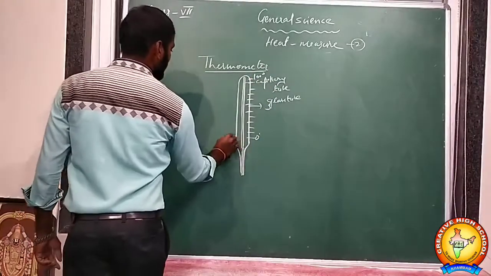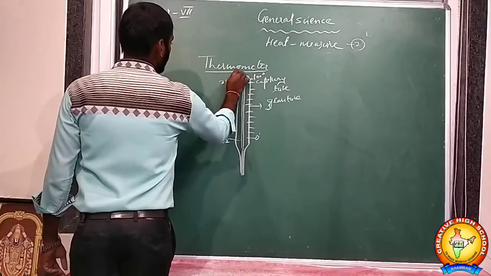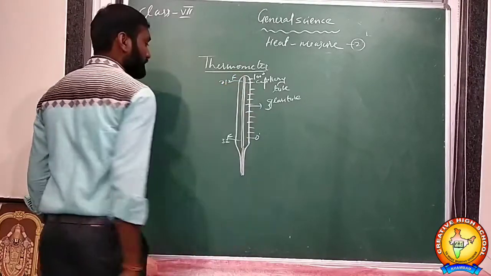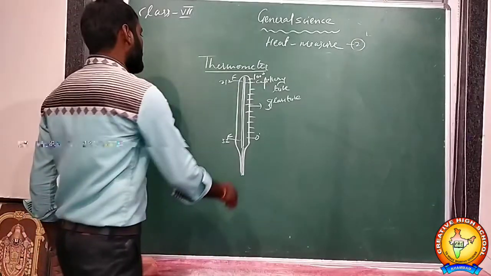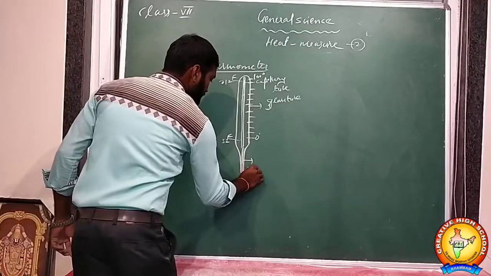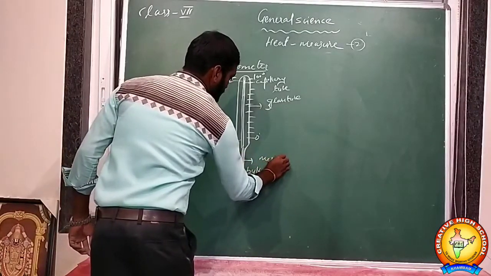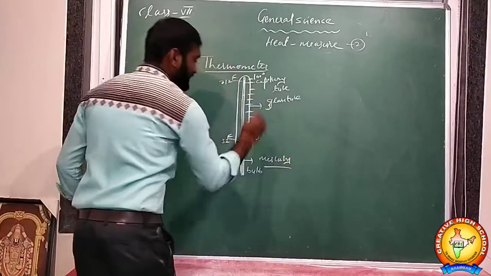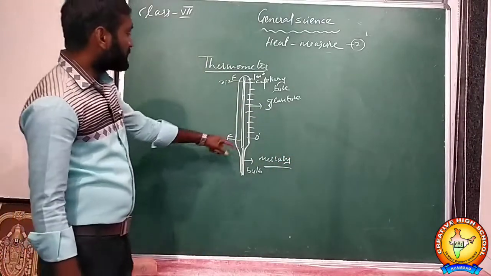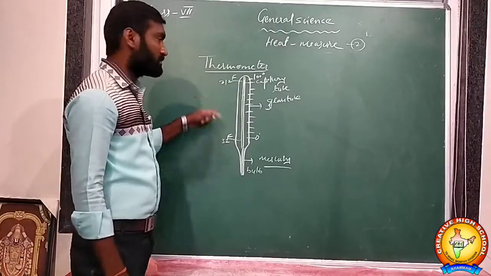And here Fahrenheit contains 32 to 212 like this. Here it contains mercury. The bulb contains mercury. The calibration should be 0 to 100 on the Celsius scale, and 32 to 212 on the Fahrenheit scale. So this is a mercury thermometer.